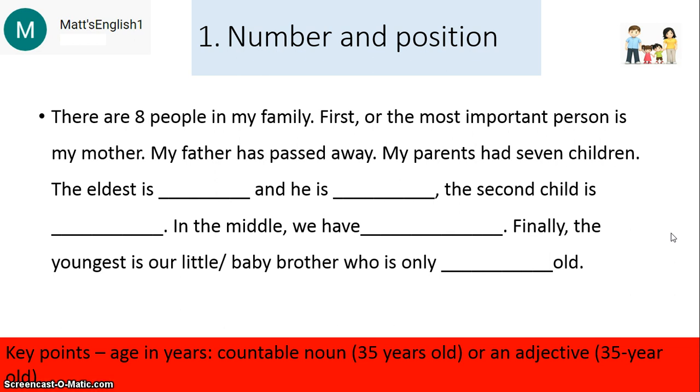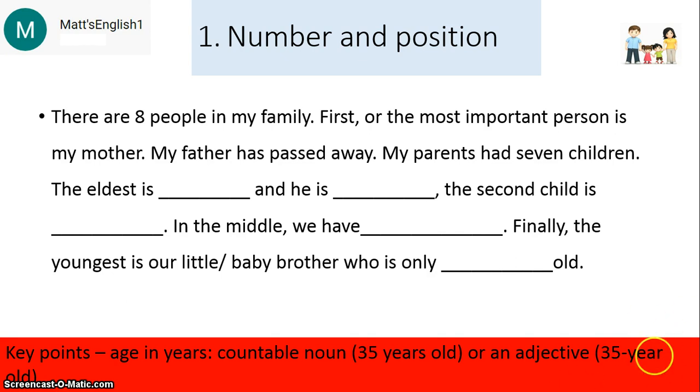So a key point here, something that's very important to note, when we are talking about age in English, the age in years could be a countable noun. So it could be 35 years old. This is a countable noun here, years. So it is 35 years old. He is only 35 years old. Or if we are describing a person and their age as an adjective, we would say a 35-year-old person.